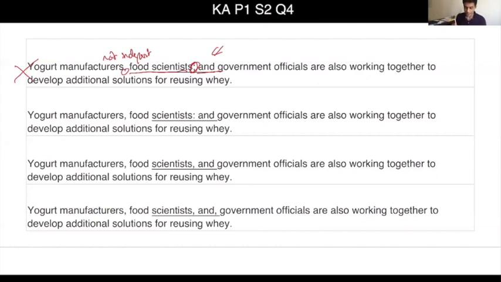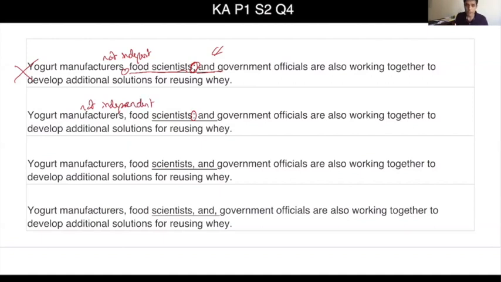What is the error in B? Can you type into chat? Yep, it's a colon error. Can you type out a little bit more? Why is it a colon error? What is the rule that it's breaking? Awesome. Both are true. The clause before a colon has to be independent. Food scientist is not an independent clause. Neither is yogurt manufacturers or food scientists. So again, not independent.